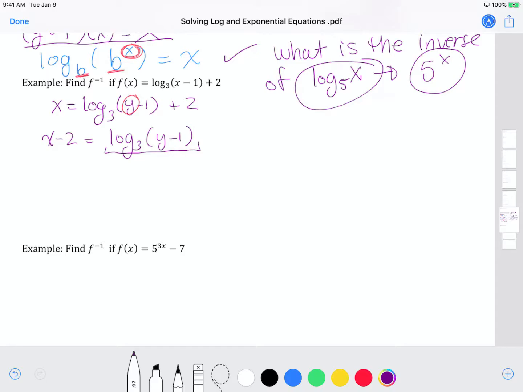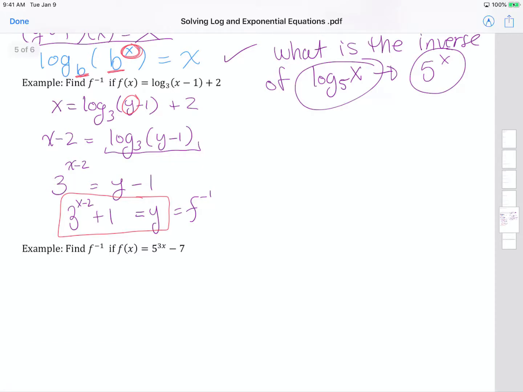Once I have it condensed and by itself and everything else is on the other side, then we put it in exponential form. So my base is 3, my exponent is x minus 2, and I set it equal to y minus 1. My last step is to finish solving for y. So I would just add 1 to both sides. So I would take 3 to the x minus 2 and add 1. So my inverse of log base 3 of x minus 1 plus 2 would be the exponential function 3 to the power of x minus 2, and then plus 1, which would be a shift up 1.